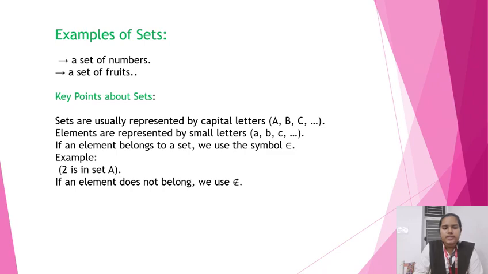Key points about sets. Sets are usually represented by capital letters: capital A, capital B, capital C, and so on. Elements are represented by small letters: small a, small b, small c, and so on. If an element belongs to a set, we use the symbol ∈. For example, 2 ∈ A. If an element does not belong, we use the symbol ∉.